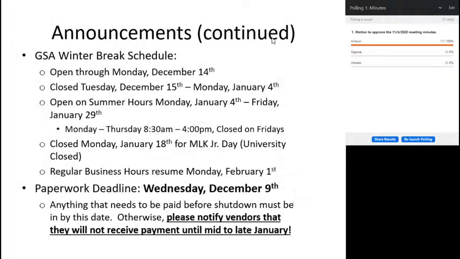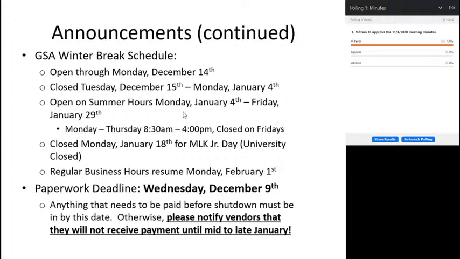Moving to the next slide of announcements. So this is our winter break schedule. The GSA office continues to be open virtually through Monday, December 14th. We will be closed from December 15th to Monday, January 4th. So if you send emails about GSA business, don't expect an answer until we reopen, especially in terms of day-to-day business.